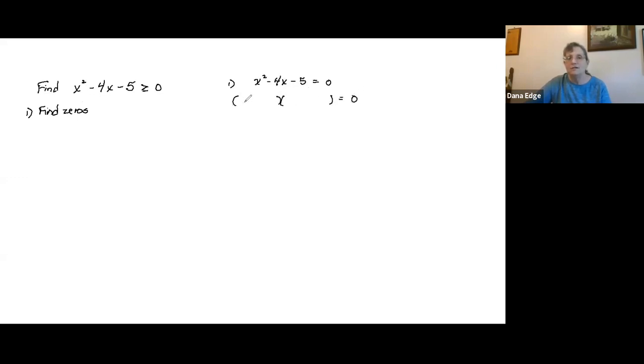I'm going to go ahead and factor it. It would factor as x minus 5 and x plus 1. And since this is an equation, I can just set each individual factor equal to 0 and solve that. Because just x being equal to 5 is enough to make this whole thing 0. And being equal to -1 will make the whole thing 0. And then I want to mark the zeros on a number line.